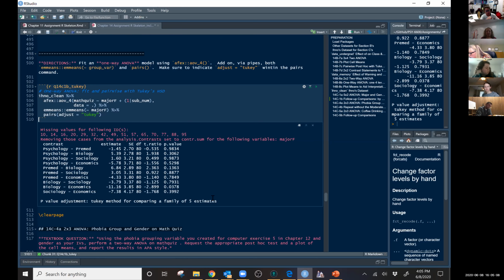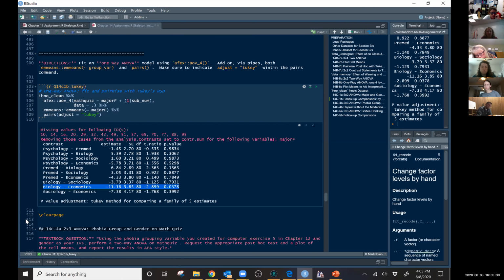So it looks like biology and econ are the only significant ones. If you look at all these p-values, there's only one set that's significantly different. We can only say that the highest major and the lowest major are different. We can't say anything about the ones in between.